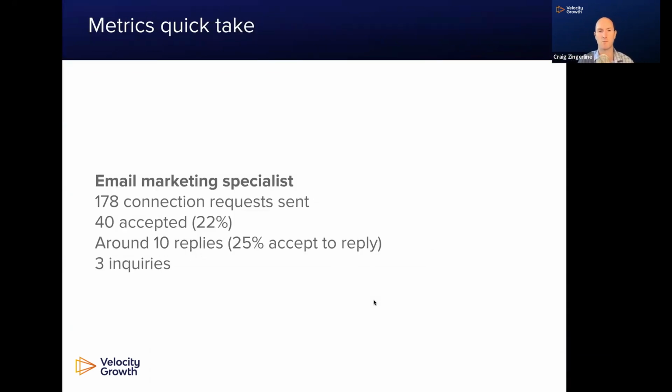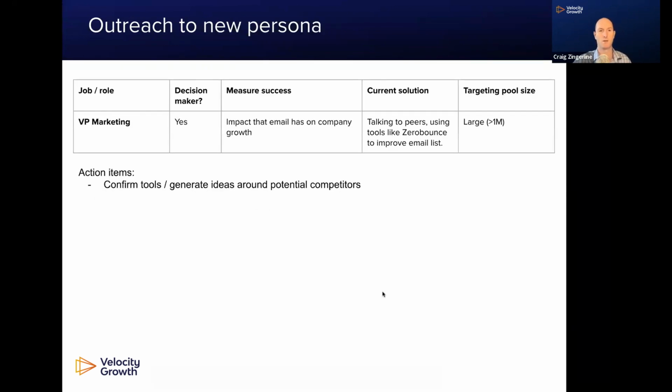So in terms of metrics, for my email marketing specialist, I had ended up sending 178 connection requests. 40 were accepted, which is 22%. By the way, more will accept every week, so that number will continue to rise. I usually see it top off around 40 to 50%. I got around 10 replies, which was a 25% accept to reply ratio. And I had 3 warm leads that were inquiries from this persona, which I could then move into conversion with.